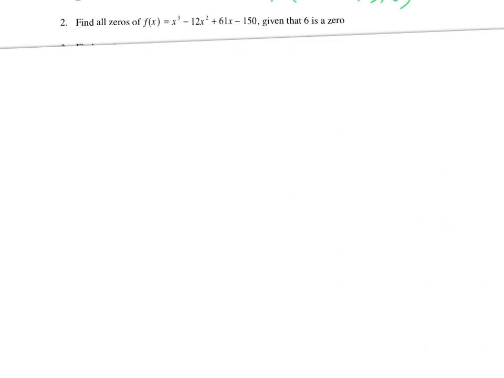All right, next up it says find all the zeros given that 6 is a 0. So I know the grouping wouldn't work here because the ratios are off, but it's really nice that they gave me a 0. So I don't have to do my P over Q. I'm just going to use the one that they gave me to start off with.